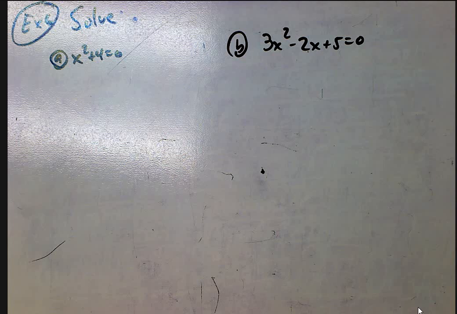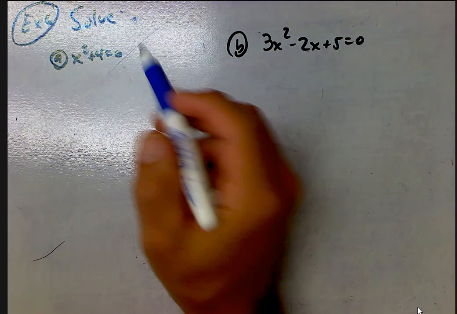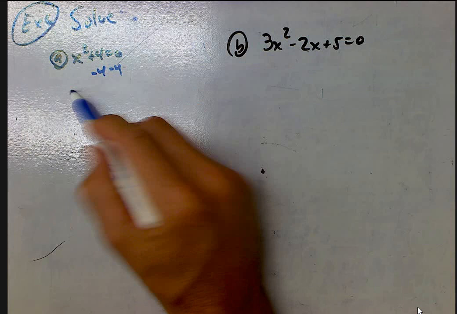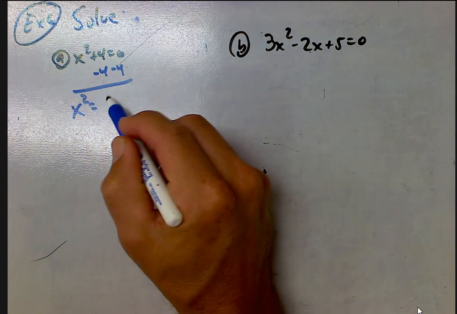2.4, example 6. We're solving equations. We're in the complex number section, so we're expecting the answer to be complex. For A, first thing I'm going to do is subtract 4 from both sides. Get x squared equals negative 4.